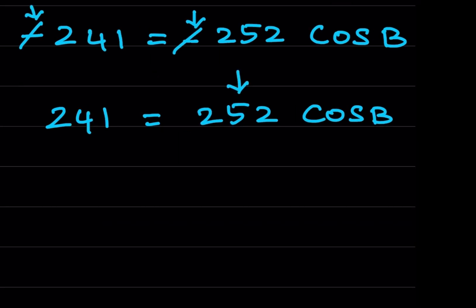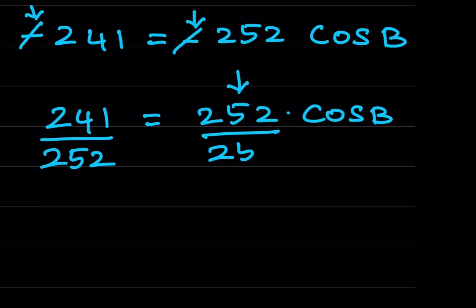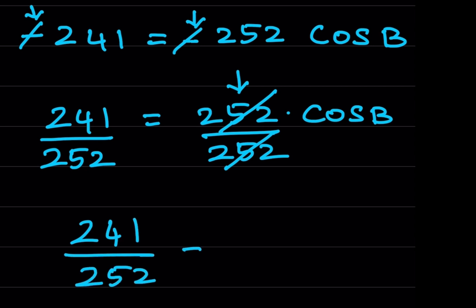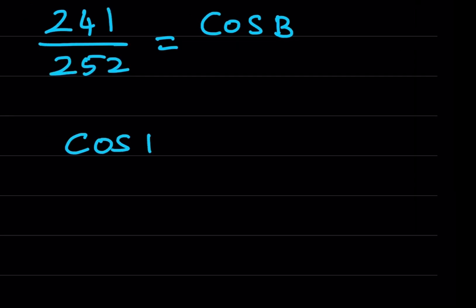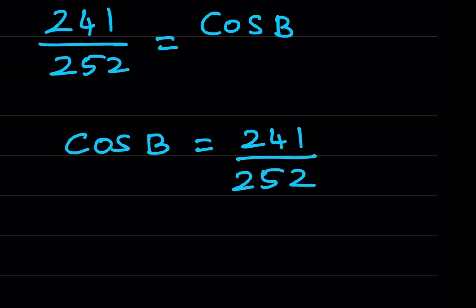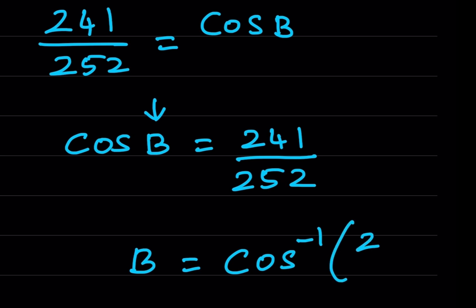Now I'm going to remove this. Since these two are in multiplication, I'm going to divide 252 on both sides of the equation so that the equation doesn't change. So these two get cancelled out. So 241 divided by 252 is equal to cos B. So I'm rewriting that as cos B is equal to 241 divided by 252. We want only the angle B. So B is equal to cos inverse of 241 divided by 252.